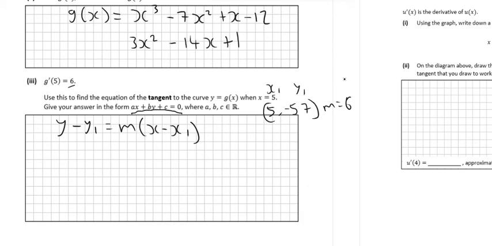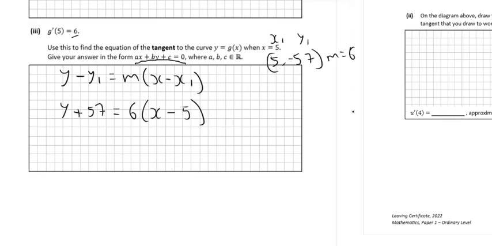So we just put them all in then. So y minus minus 57, so it's going to be plus 57 equals m, which is 6 by x minus 5. Now let's multiply in. We just have to tidy up and put it in the correct form. So we multiply out the brackets on the right hand side. So we get 6x minus 30 equals y plus 57.